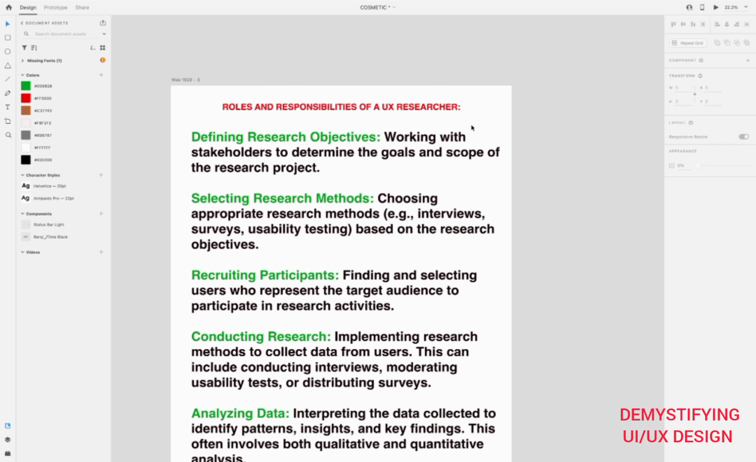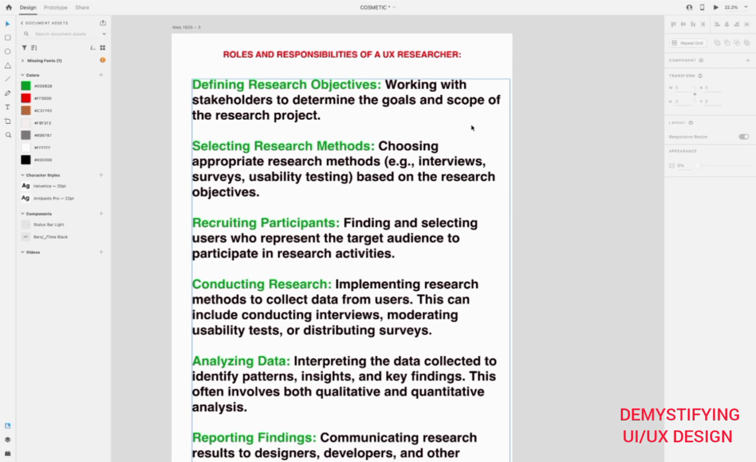Now, recruiting participants: finding and selecting users who represent the target audience to participate in research. The next one is conducting research: implementing research methods to collect data from users, the people you're actually building that app, website, system, or product for. Remember, whatever you are doing is a product. You are a product designer. An app is your product, a website is a product, a system, anything you are designing is a product. Now you are collecting data from the user, asking them what they want and how they want it to be. This includes conducting interviews, moderating usability tests, or distributing surveys.